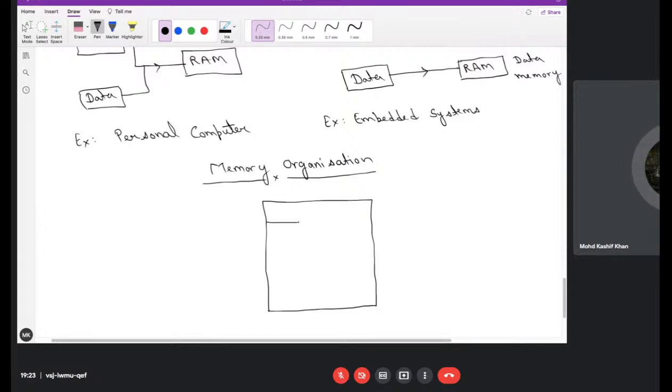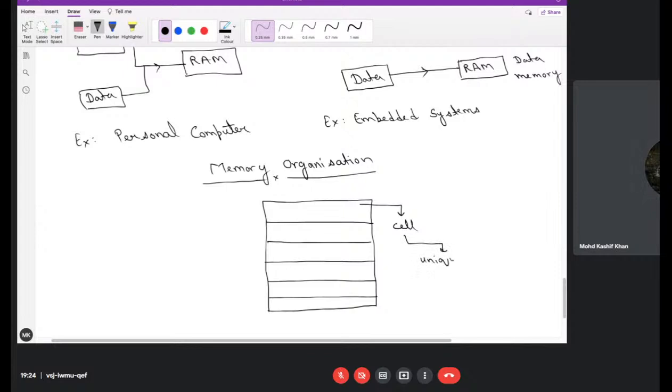This memory is divided into various chips, various cells. This is a complete memory, and what we do, we divide this memory into various cells. These are the different cells. So what happened to these cells? We give a unique number so that we can identify at which cell we have stored the data.